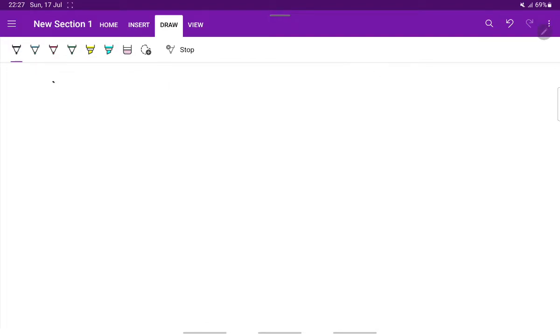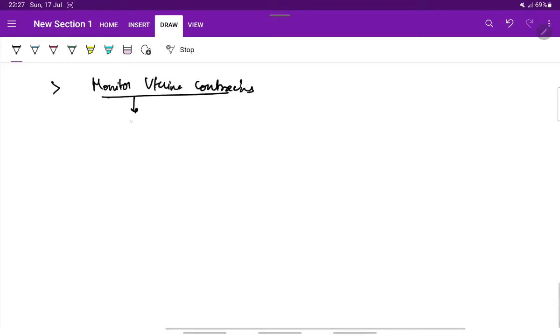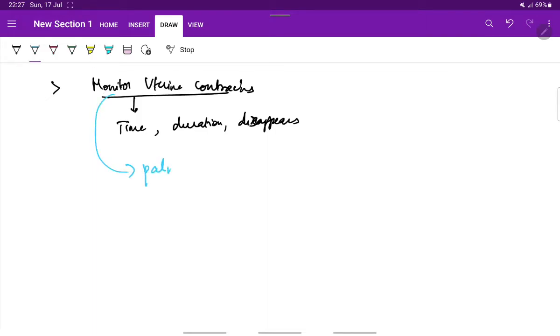The next thing we do in monitoring the first stage of labor is we monitor the uterine contractions. The time of onset of contraction, the duration of each contraction, and the time when it disappears. So we monitor uterine contractions by placing the palm of hand and feeling the uterine contractions at the fundus. And this is noted at regular intervals.